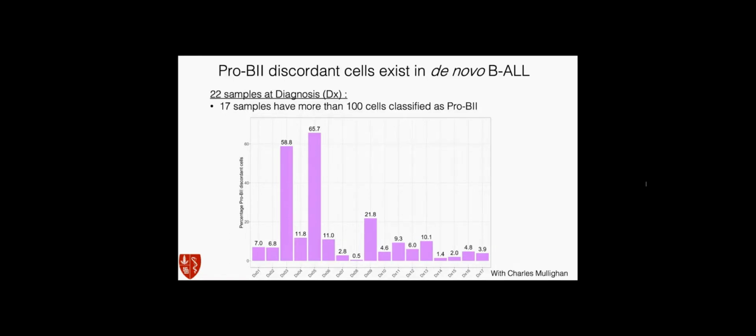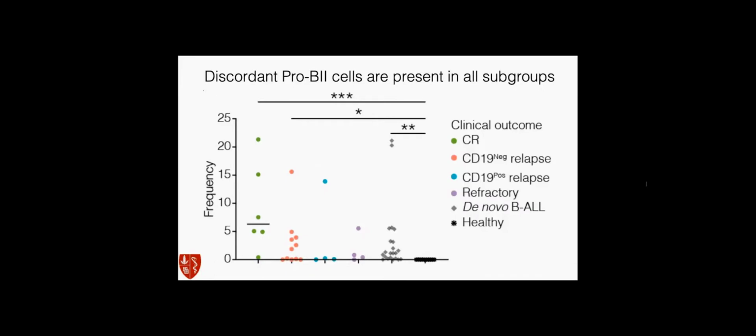Out of our 22 samples, we had 17 of them that had more than 100 cells classified as Pro-B2. And here this bar graph is showing you the percentage of those Pro-B2 cells that would be considered discordant if we excluded CD19 from the classifier. So this told us that these discordant Pro-B2 cells are not just specific in some way to patients who are receiving CAR T cells or even necessarily to relapsed ALL, but they appear to exist in both conditions.